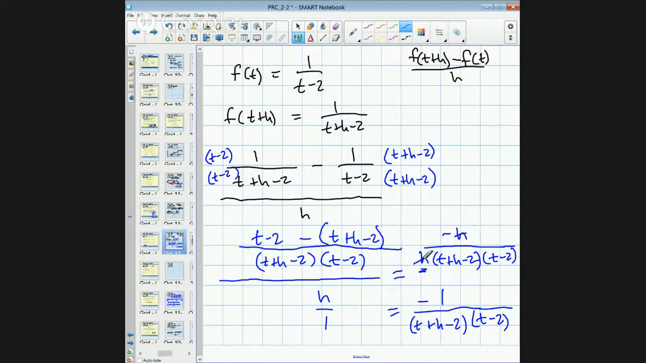And then a beautiful thing happens. You can cancel the h's. Don't forget about the negative on top, though. So finally, here it is. Here's your difference quotient.